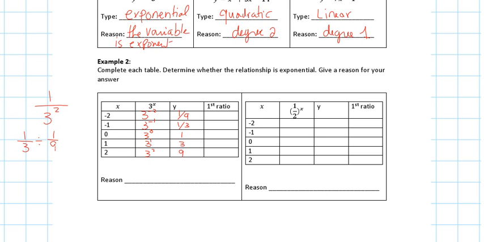Flip the second. Okay, so I'm going to show you how to do this. 1 over 3 divided by 1 over 9 is the same thing as writing 1 over 3 times, so I change the division to multiplication, and I flip my second fraction. So that's going to be 9 over 1. Right?